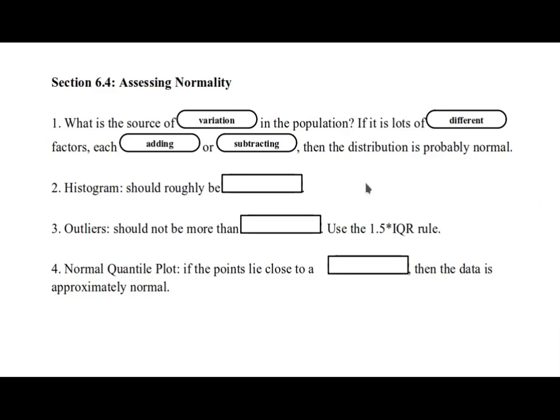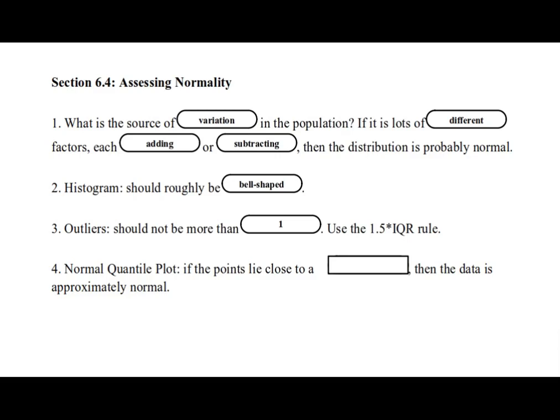Now, when we look at the histogram, it should be roughly bell-shaped. Now, there shouldn't be more than one outlier. So to find outliers, a nice way to do this, and this is what our calculator uses, it calculates the interquartile range, multiplies that by 150%, by 1.5, and if a value is outside that range of 150% of the interquartile range, then it is considered to be an outlier. There should be no more than one outlier. So you're allowed one, but no more.